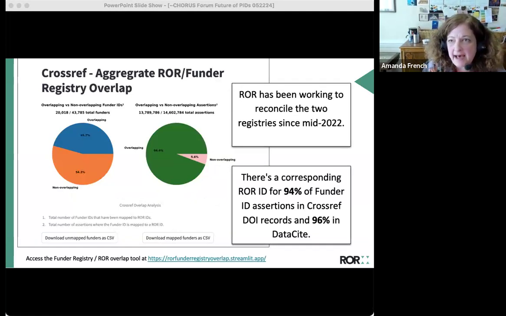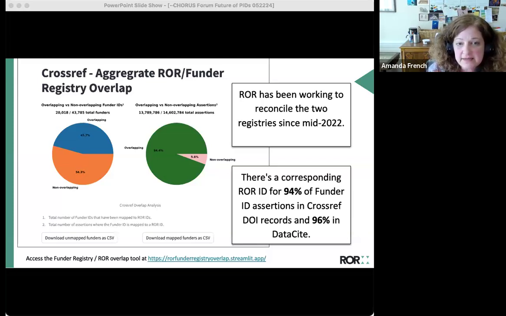So here's some data about the overlap between the funder registry and ROAR. And this is quite recent. This is from a few days ago. This pie graph on the left shows that there are 43,785 funders represented in the funder registry. And of those, nearly half, 20,000, are also represented in ROAR. Now, this may seem like a fairly low number, but we've done quite a bit of analysis, and many of the funders who have IDs in the funder registry are never used. They're never asserted as funders of publications. We've analyzed primarily Crossref data, but also we've looked at ORCID data and DataCite data, and fully a third of funder registry IDs are not being used to identify funders in publications.